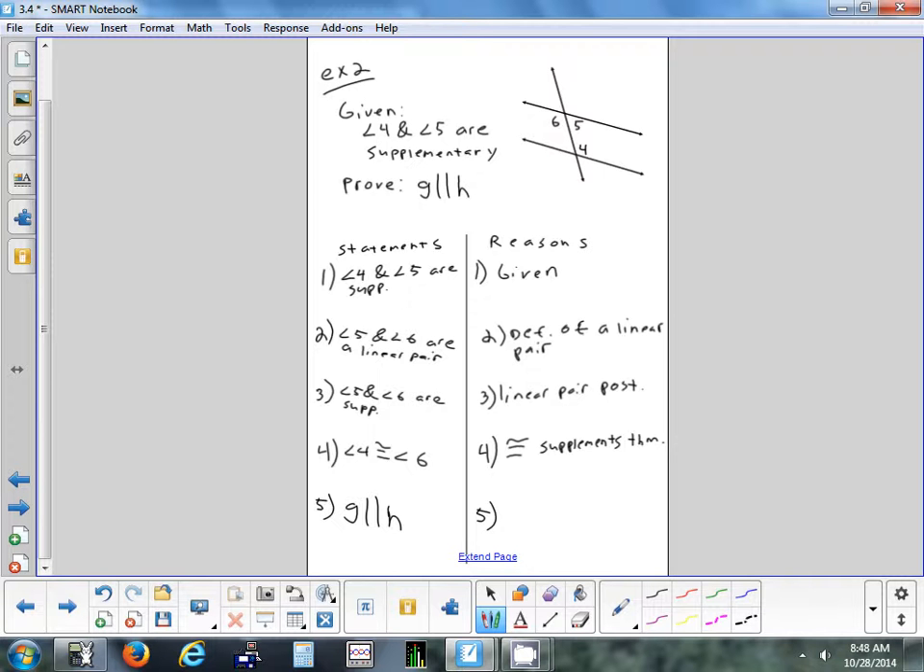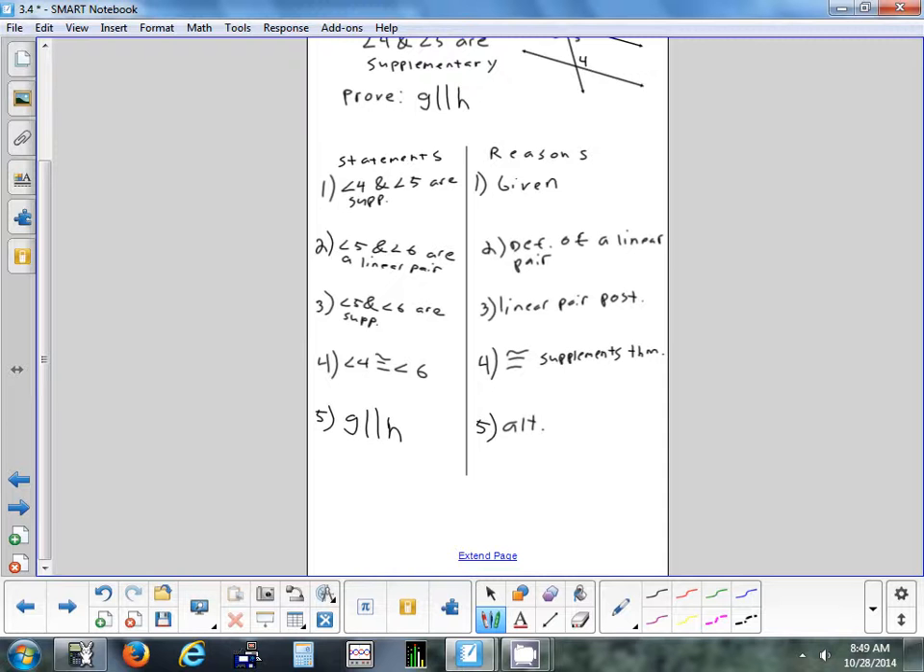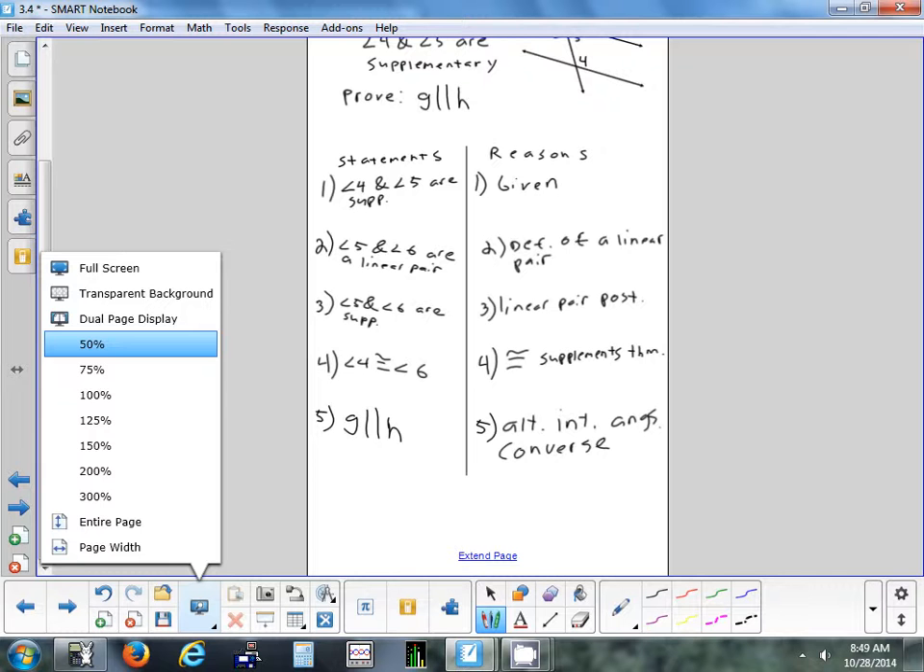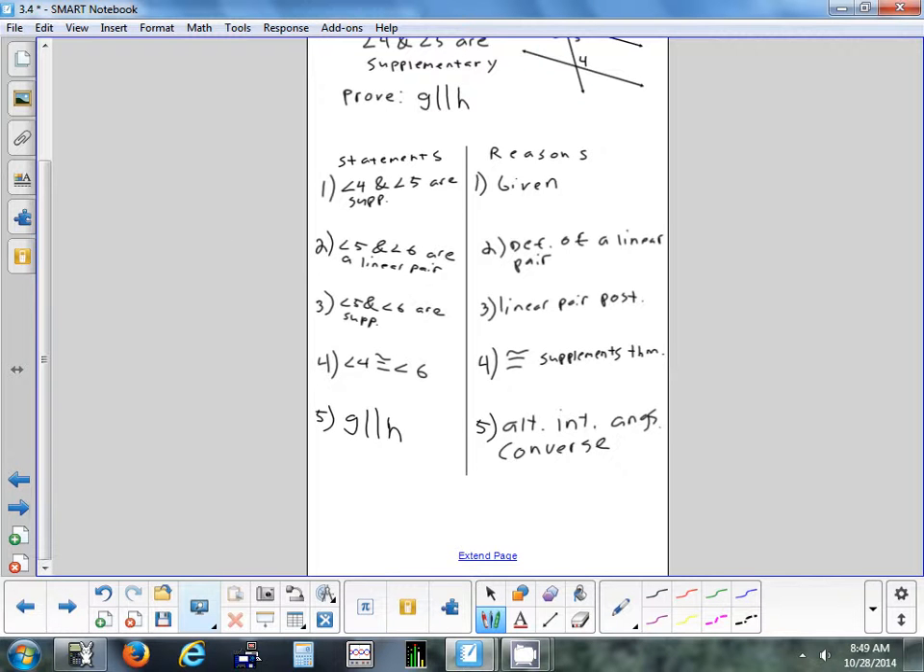Yep, and then angles converse, partially. Close. You're missing one word. What kind of alternate angles? Interior. Alternate interior angles converse. Which says that if the alternate interior angles are congruent, then the lines are parallel. Well, we just showed that they're congruent. So G and H are parallel. Is that a theorem? Yes, the alternate interior angles converse theorem.